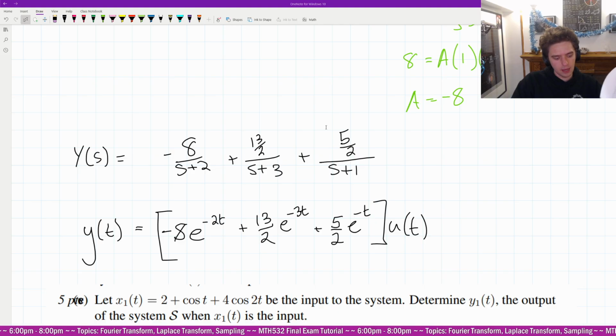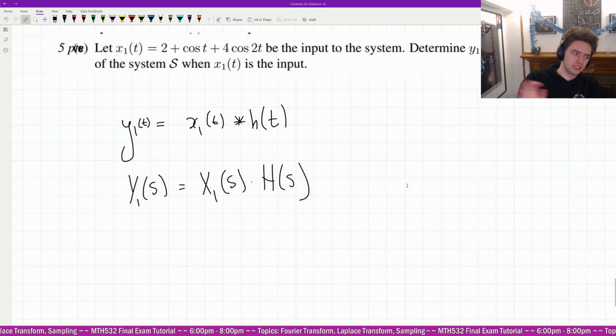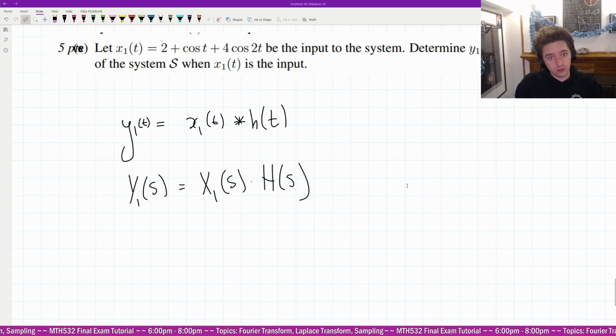Okay, anyways, this is my logic. It doesn't have u(t), so do the Fourier transform instead, right? Because the Laplace transform is about causal signals. And we know how to do the Fourier transform of pure sinusoids, right? Well, Laplace of 2 would just be 2 over s. Yeah, you're right, actually.